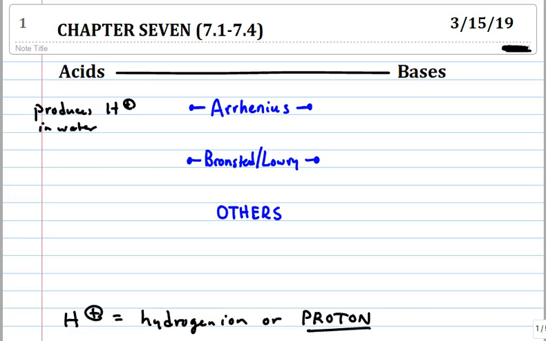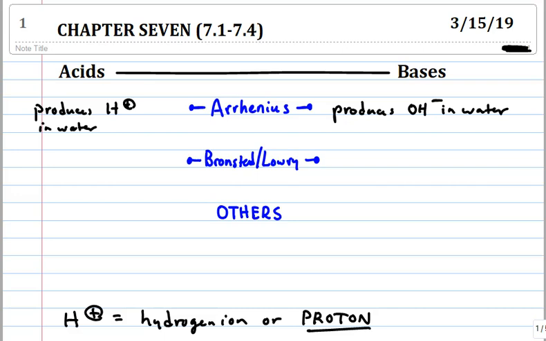Arrhenius also says that a base will produce hydroxide ion. You remember that? That's one of the polyatomics you have to know. In water. So, that's the definition of a base. It produces a hydroxide ion in water.